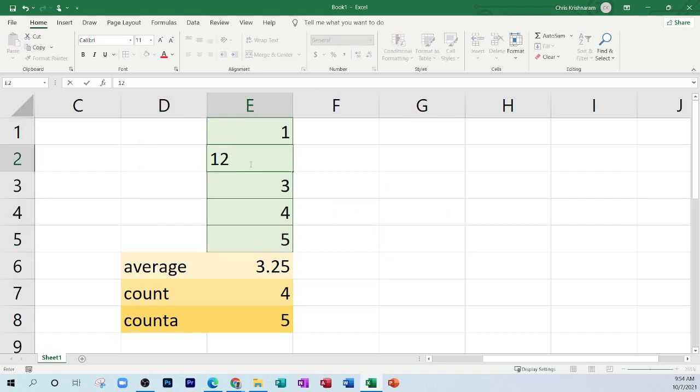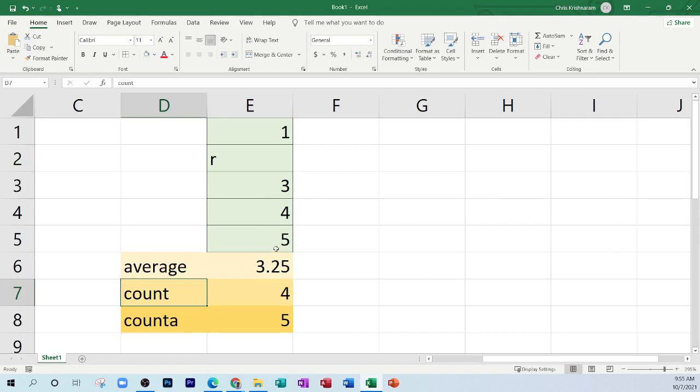I'm going to put back the number. COUNT changes back because COUNT only counts numbers. If I delete the data from one of the cells, notice both drop to 4 because it does not count blank cells. It must have data inside of it. It must either have a number or text inside of them. So only COUNTA would count both numbers and text, whereas COUNT would only count numbers.